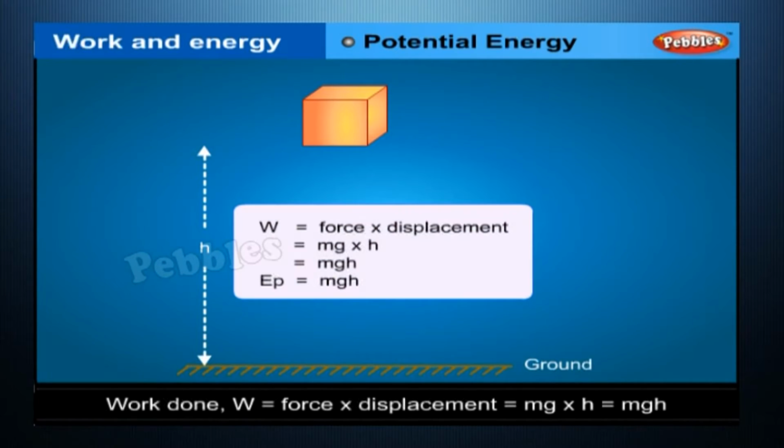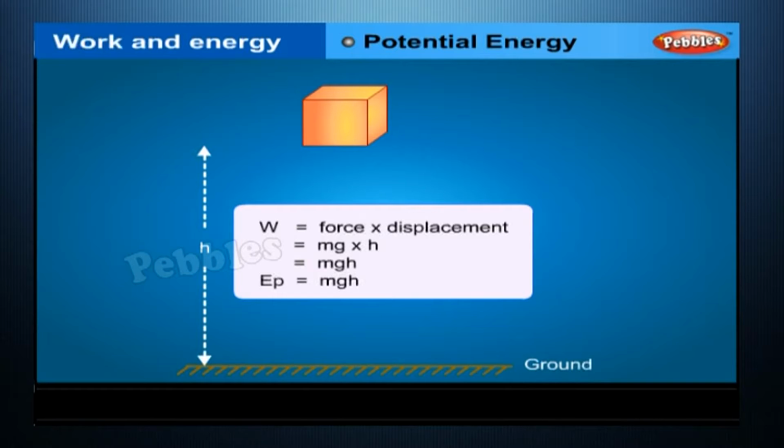That is, work done W = force × displacement = mg × h = mgh. Since work done on the object is equal to mgh, an energy equal to mgh units is gained by the object. This is the potential energy Ep of the object. Ep = mgh.